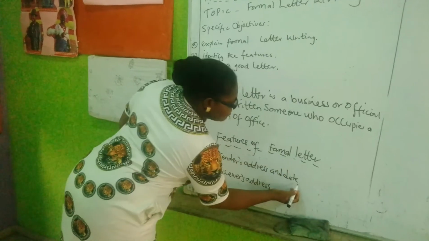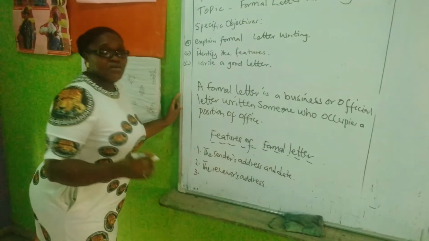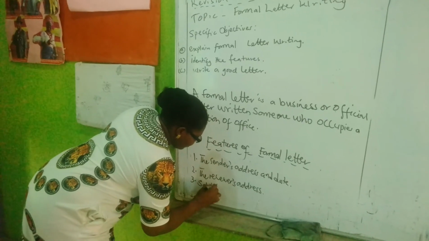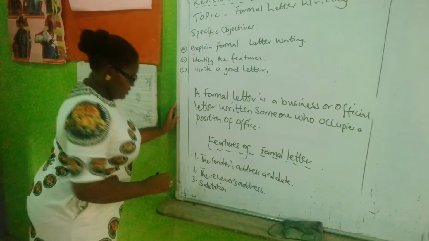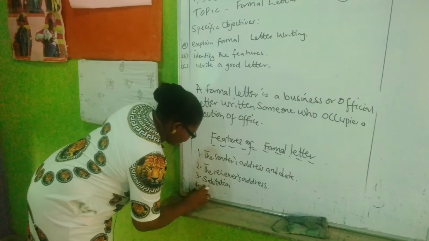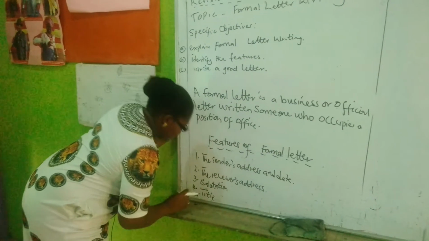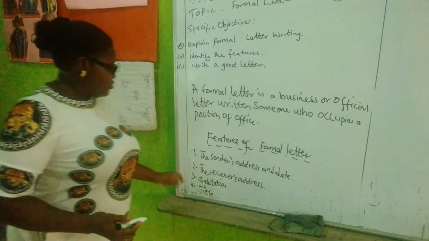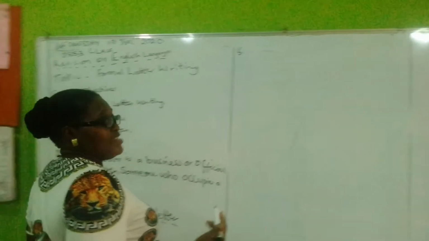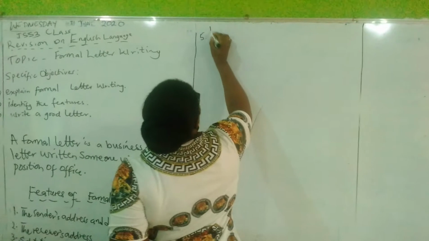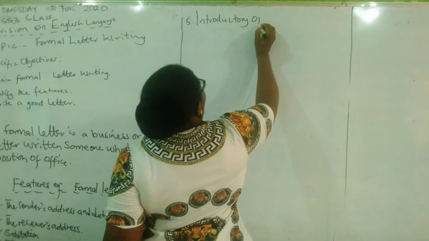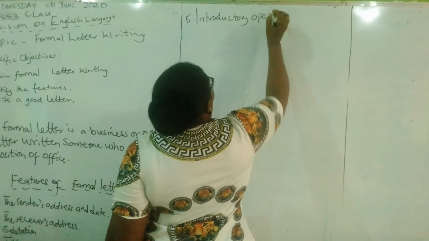Then number 3, we have the salutation or greeting. Then number 4, we have the title, because the formal letter must have a title. That is to say, why are you writing? What is the reason for writing? It must have a title. Number 5, after the title, the introductory opening. You must state your aim of writing.